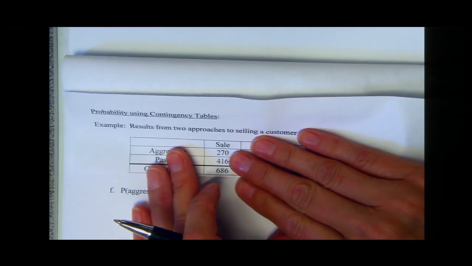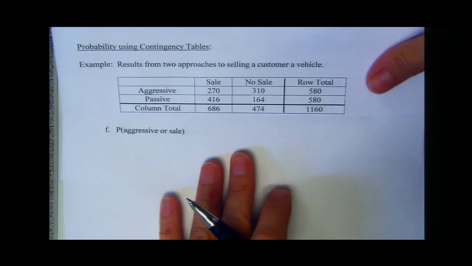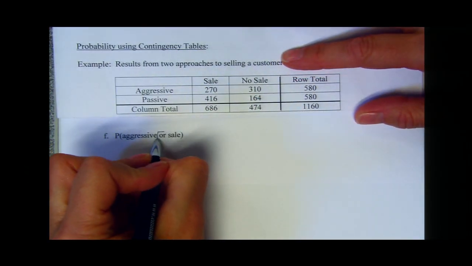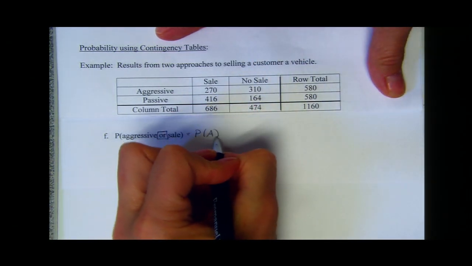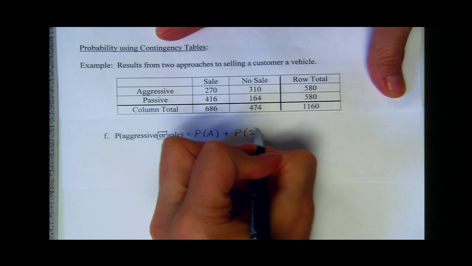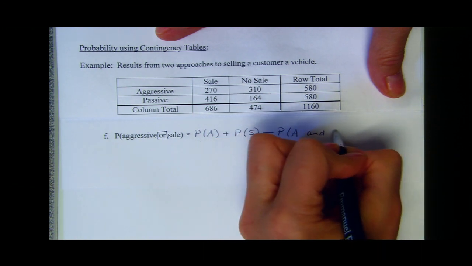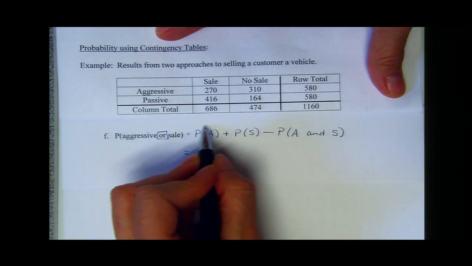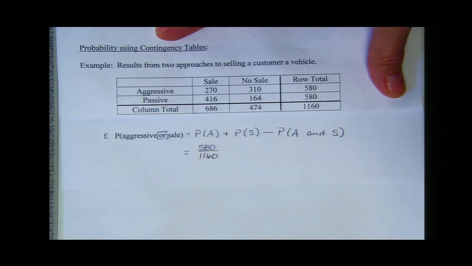Okay, let me do this last one with you. Move this so we can see this. Now we have an OR. So this is my addition rule. This would be the probability of aggressive plus the probability of sale minus the probability of aggressive and sale. All right, well this was done in part A. Probability of aggressive was 580 over 1160, and I'm going to leave it in unreduced form until my final answer, because I'm adding and subtracting and you have to have common denominators. So I'm going to make sure my denominators stay the same.